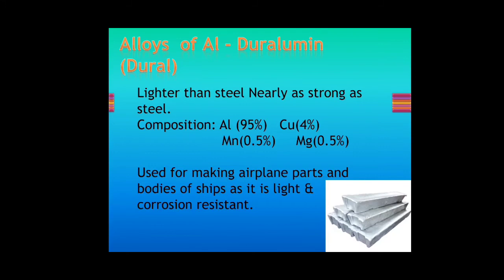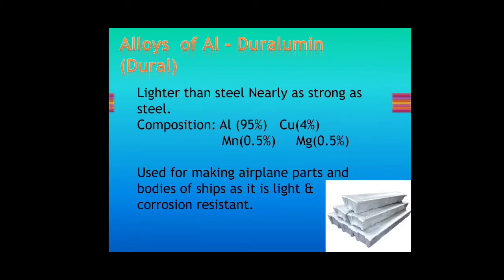Now let's see some types of alloys. So the alloys of aluminium, the first one is dural, also called dura-aluminium. It is lighter than steel and nearly as strong as steel. It consists of aluminium 95%, copper 4%, manganese 0.5% and magnesium 0.5%. It is used for making airplane parts and bodies of ships as it is light and corrosion resistant.